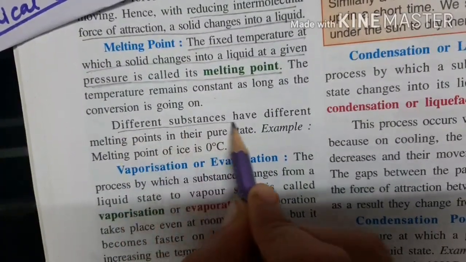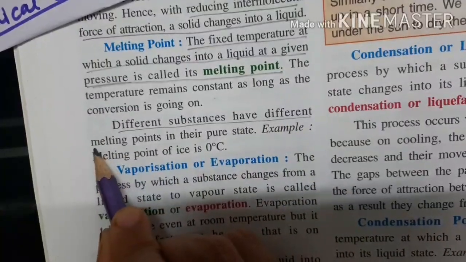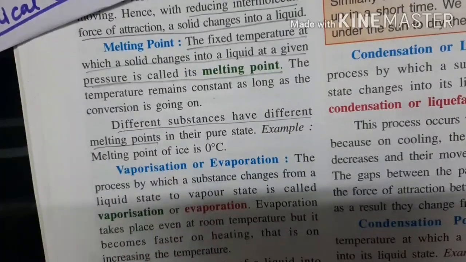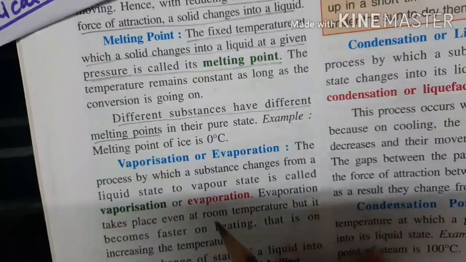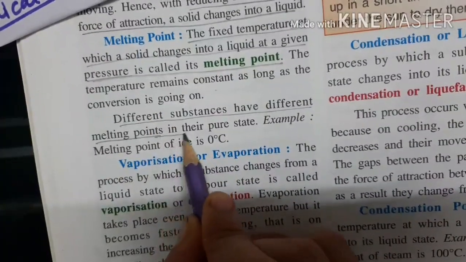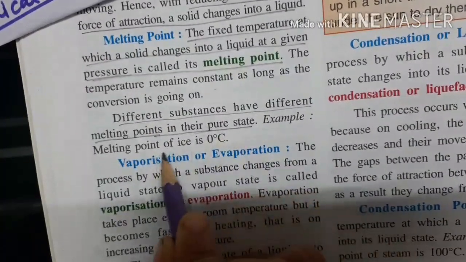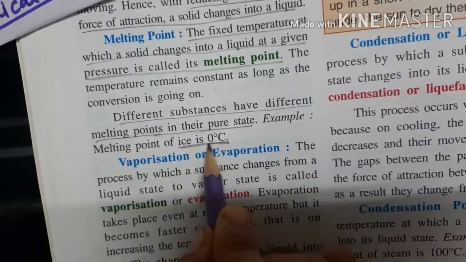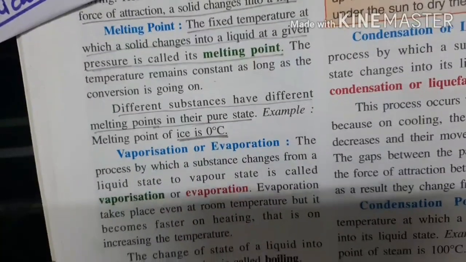Different substances have different melting points. All substances do not have the same melting point. Different substances have different melting points in their pure state. For example, here ice is at 0 degree centigrade. Underline this point. Got it?